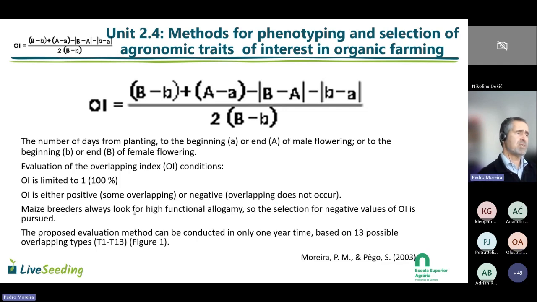So maize breeders always look for high functional allogamy, so the selection for negative values of the overlap index is pursued. The proposed evaluation method can be conducted in only 1 year. That's what we did, and we obtained these 13 cases.